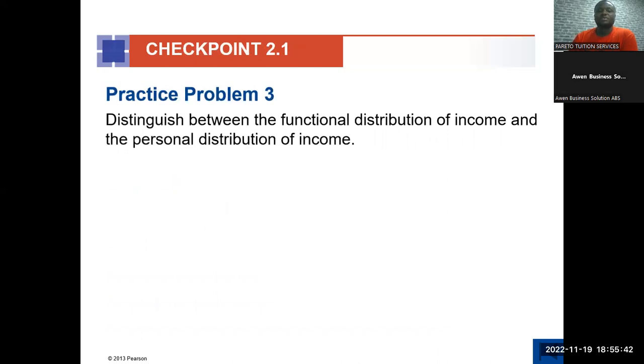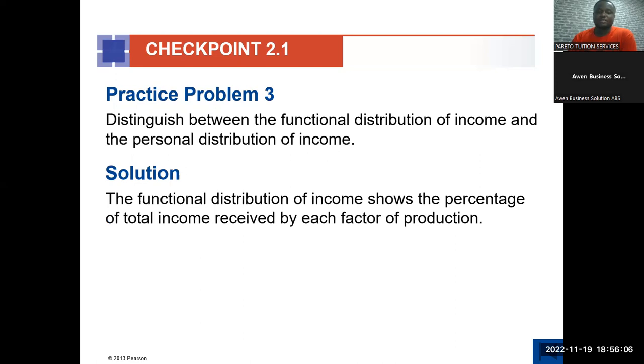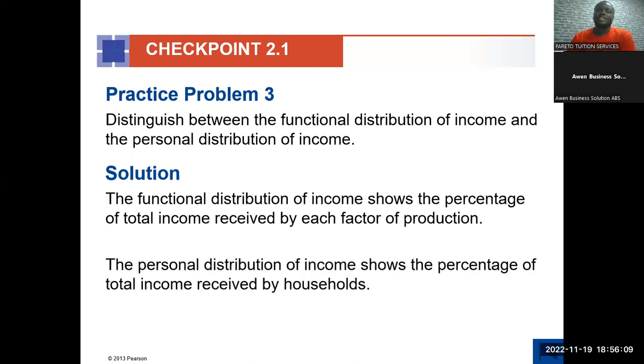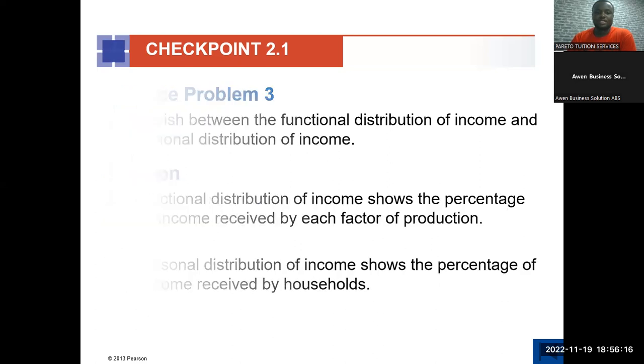We have to distinguish between the functional distribution of income and the personal distribution of income. So first, what is the functional distribution of income? It's the distribution of income among the factors of production. And then the personal distribution is the distribution of income among households or individuals. Very good. So the functional one is between the factors of production, and the personal one is between the individuals or the households.